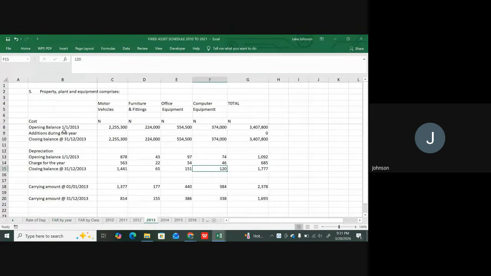We only have the opening balance, right? There was no addition for the year, which means that you will not record anything at the beginning of the year. Then at the closing balance, we have this, right? For our closing balance now, they're only picking the charge for the year. Why are they picking this?